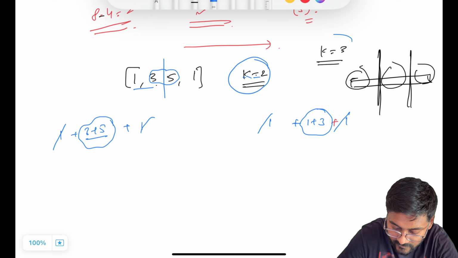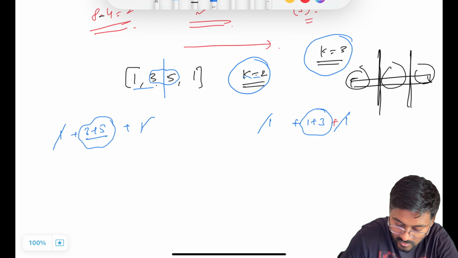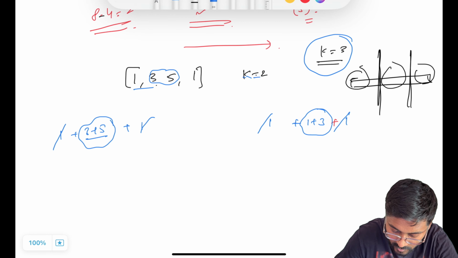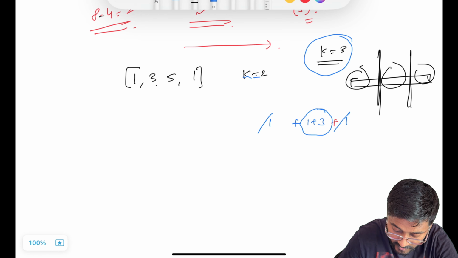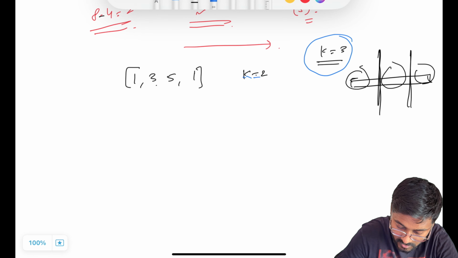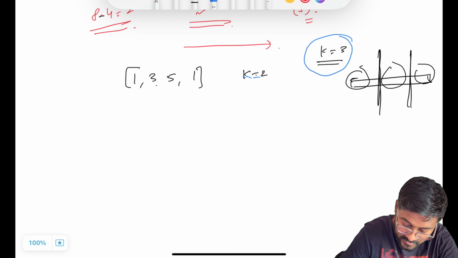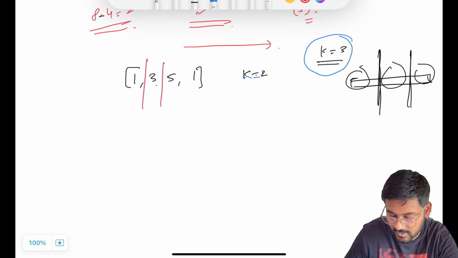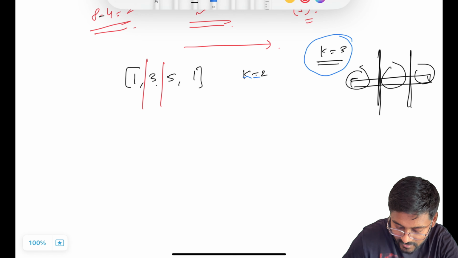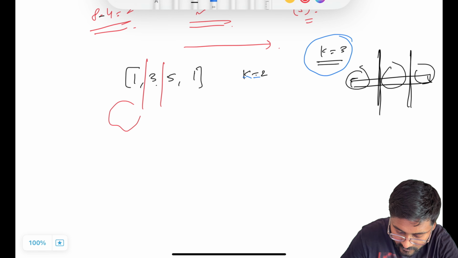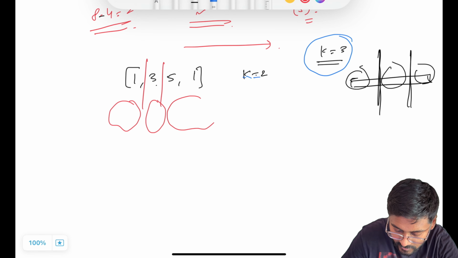But let's say if the value of k is equal to 3, it means we are going to make 2 cuts, because bags are 3. If the bags are 3, the cuts should be 2. Let's say those 2 cuts are like this. So this will be the first bag, second bag, third bag.